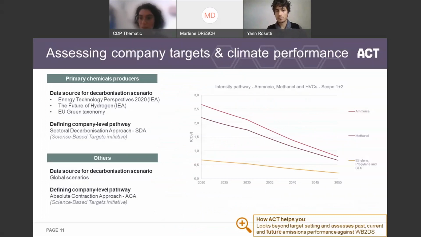So the question says, the SDA for chemicals is currently under development at the SBT. Are you referring to another scenario when assessing company targets?